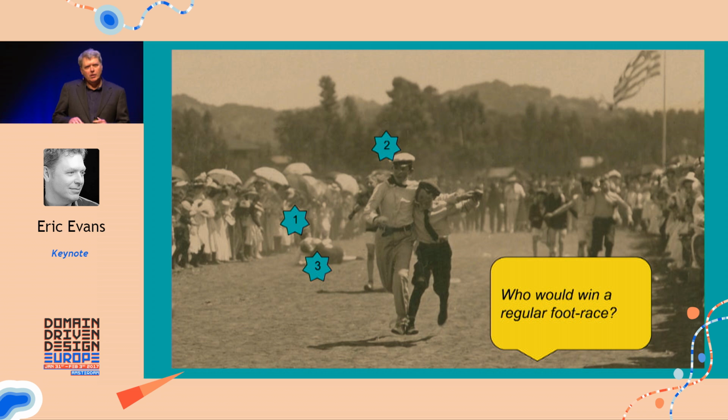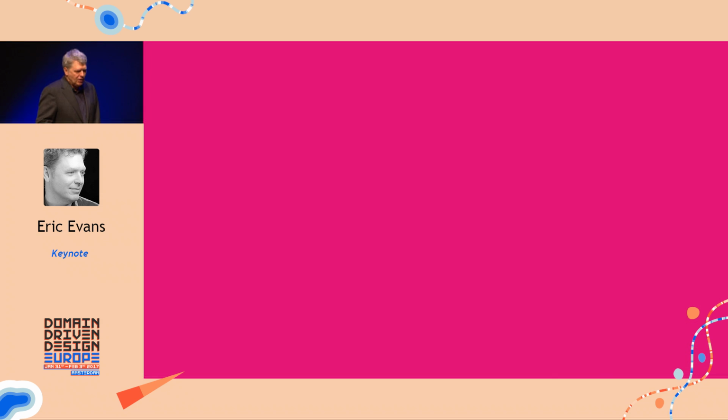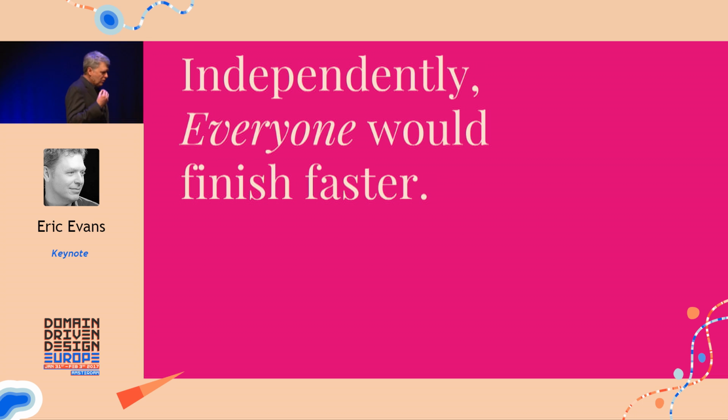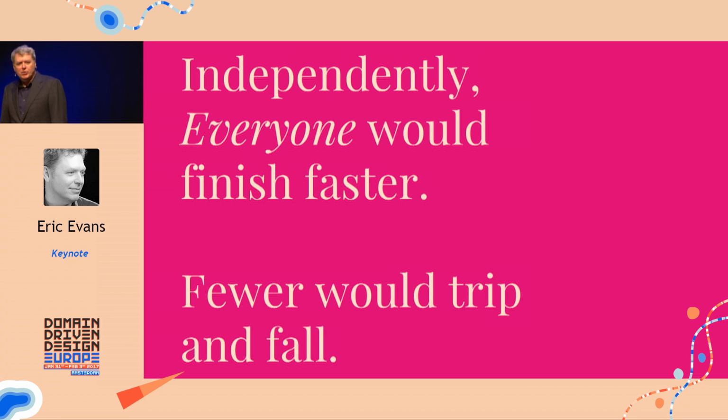So, in our software development, most of the time, it is not a competitive question. That is, internally, it's not a question of, do we want this team to be better than that team? We want both teams to succeed as well as possible. So what that means is that if each runner was running independently, they would all run faster. And fewer of them would trip and fall.